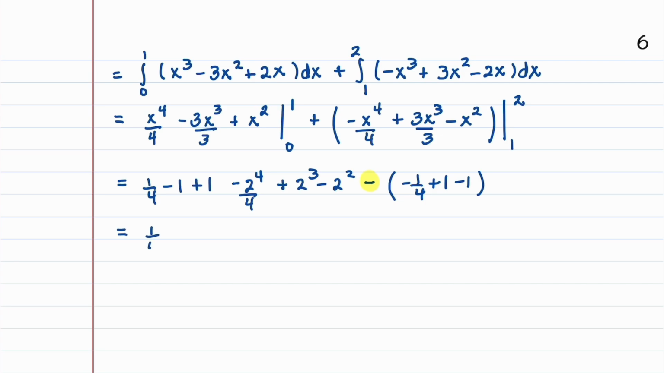This is 1/4 minus 2 to the 4th. That is 16, and we divide that by 4. So this is minus 4. And then we have a plus 8 minus 4. And then we have a plus 1/4. All three of these terms cancel out. We have a minus 8 plus 8, so we just have 1/4 plus 1/4, which gives us 1/2. The area between our two curves is equal to 1/2.